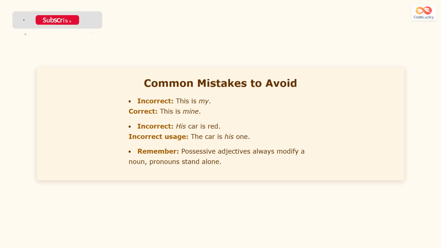Common mistakes happen when people confuse possessive adjectives and possessive pronouns. For example, saying "this is my" is wrong. The correct sentence is "this is mine." Also, some say the car is his one, which is not correct. Always remember, possessive adjectives modify a noun, but possessive pronouns stand alone and replace a noun.